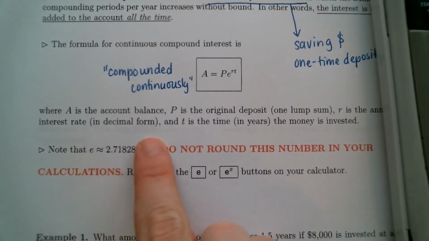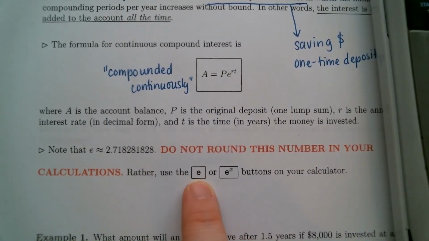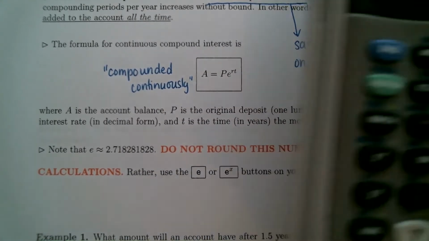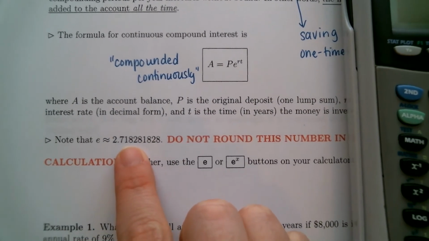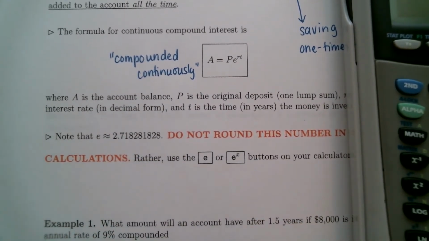So there is a regular E key, and then there's an E to the X key, okay? So let me show you. First of all, let me tell you what E is if you don't know. E is a number like pi. Remember, we're all used to pi from geometry.